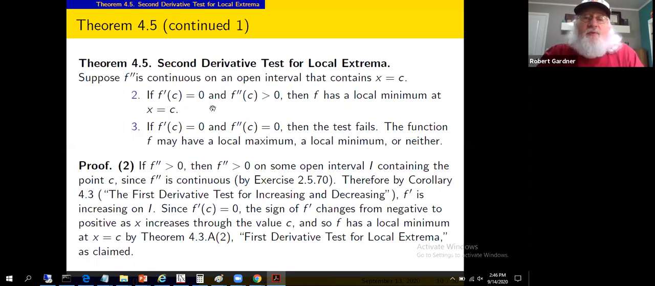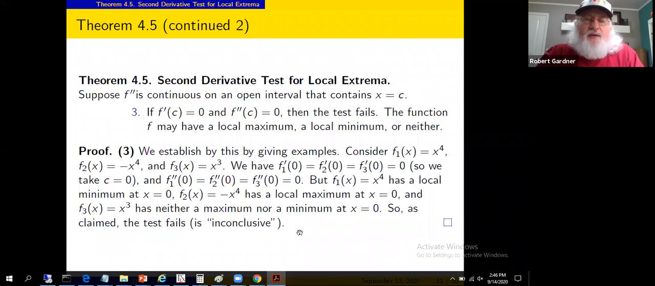Easy enough to remember from the little smiley and frowny emojis, but here's the proof. In the third part, they say the test fails. All we have to do is find some examples that show it doesn't work in any particular way. Consider 3 functions. f sub 1 of x is x to the 4th, f sub 2 of x is negative x to the 4th, and f sub 3 of x is x cubed.